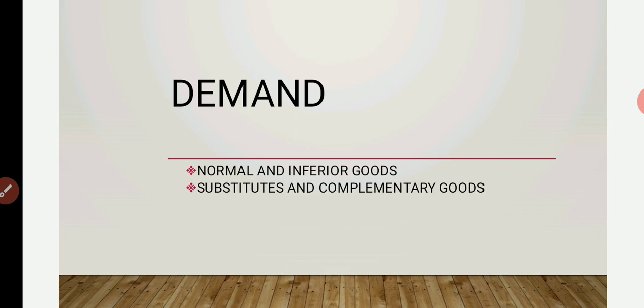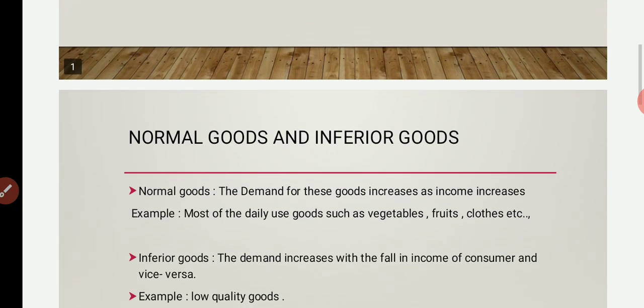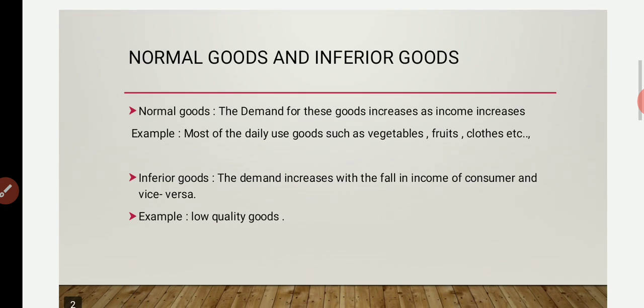Now, today I'm going to start with the other concepts. When other determinants change, what happens to the demand? So we have concepts like normal and inferior goods, substitutes and complementary goods. Today we'll discuss these with explanations. First we will study what normal and inferior goods are.